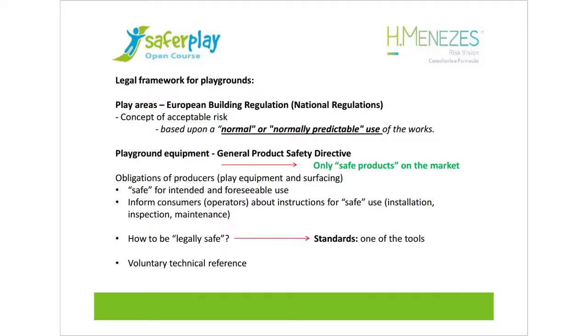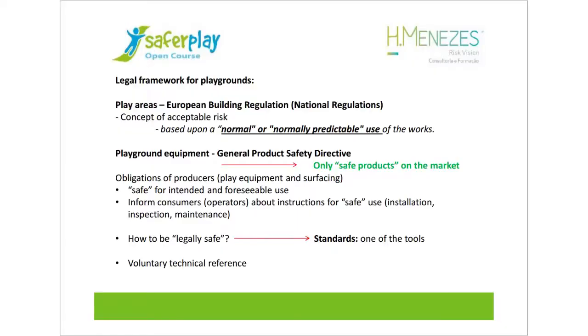So what happens in Europe, for all Europe? For playgrounds in general, we are talking about play areas within the built environment. We have a European building regulation that is in force in every country with national building regulations, because it's a permanent installation, so we are talking about doing works to have a permanent installation with play areas. But then, for equipment, we also have the General Product Safety Directive, which says that all products on the market must be safe. And what is safe?